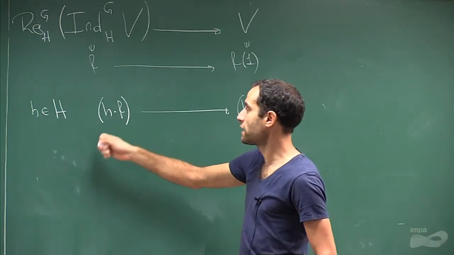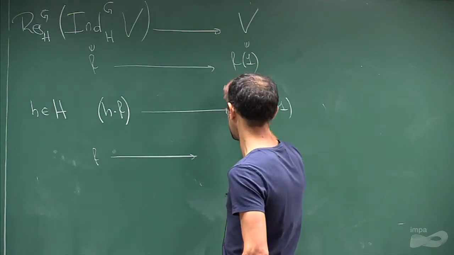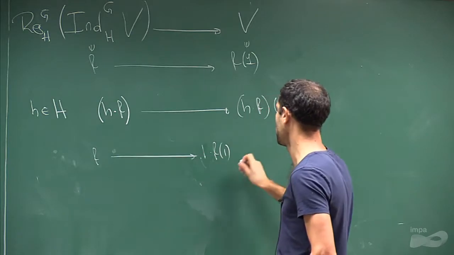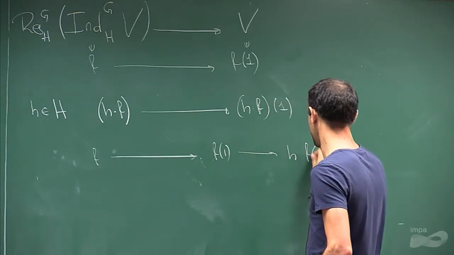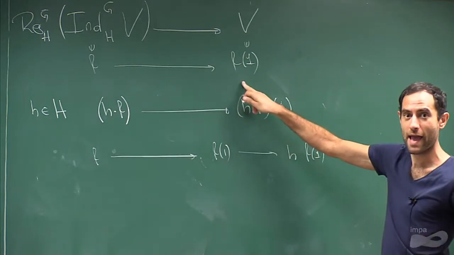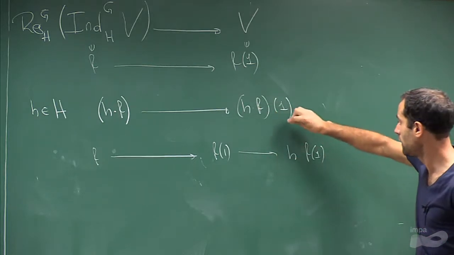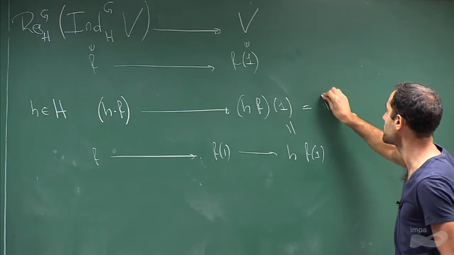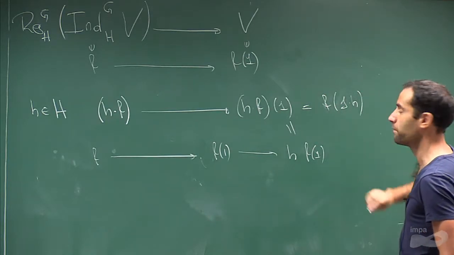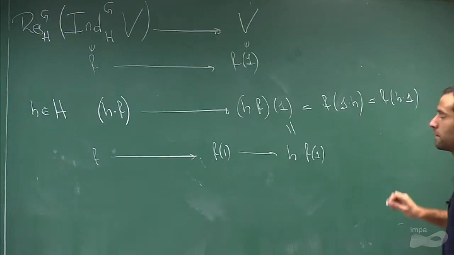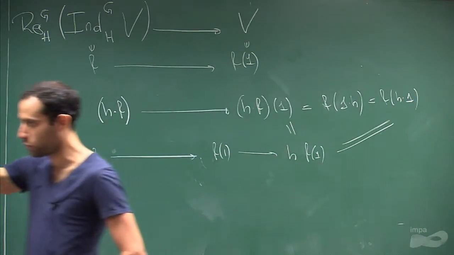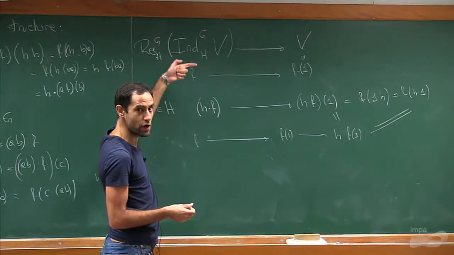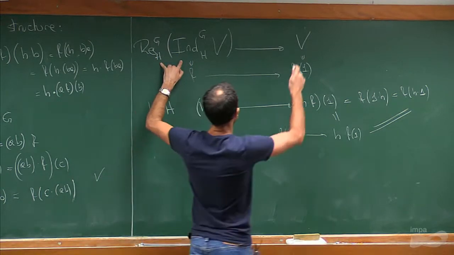On the other hand, I can just grab F, map it to F of 1, and then act by H. So F of 1, and after that, act by H. For this to be a morphism in the category of H modules, these two things should be equal. And yes, indeed, they are equal, because this, by definition, is H of F of 1, which by definition is F of 1 times H, which is F of H times 1. These two things are equal by the condition on the function F. So therefore, we have canonically a morphism between this H module and this H module.